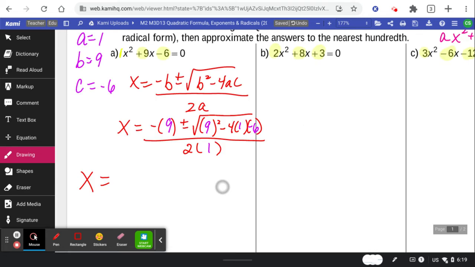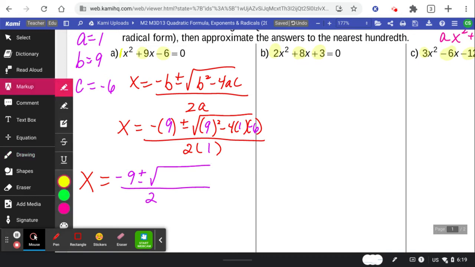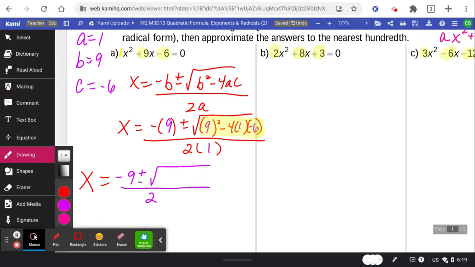Now we are going to simplify. Negative times 9 in the front is just negative 9. 2 times 1 in the bottom is just 2. Now let's simplify the discriminant. This part under the radical is known as the discriminant. 9 times 9 is 81. Negative 4 times 1 times negative 6 is 24. See if you can see how I came up with that.